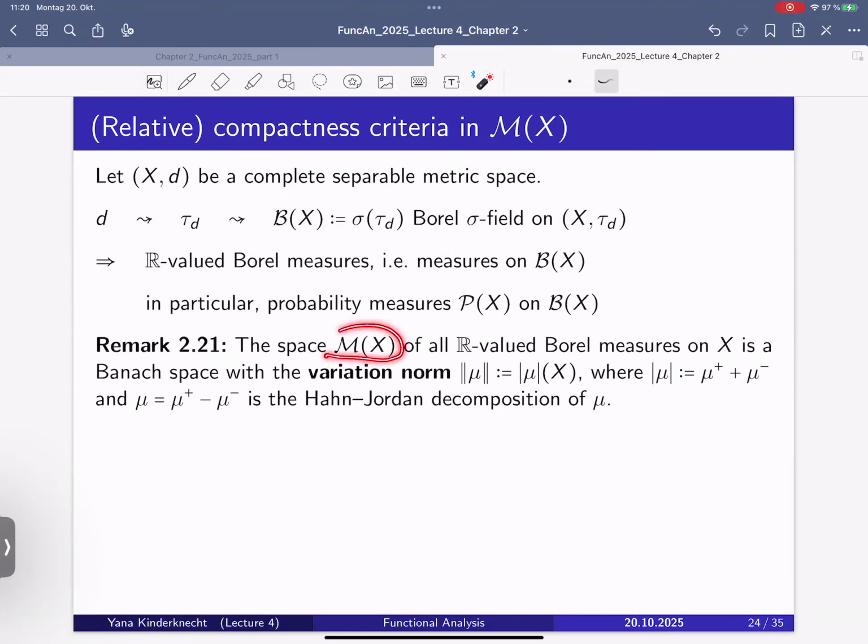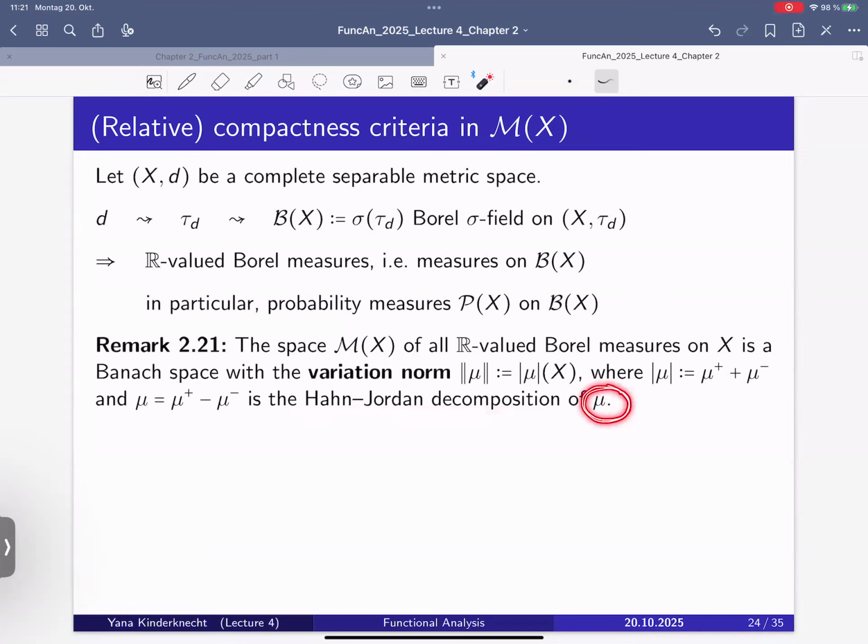Remark: the space of all real valued Borel measures on X, denoted M of X, is actually a Banach space with a particular norm, called the variation norm or total variation norm, defined as follows. If we have a real valued Borel measure on X, we can find its Hahn-Jordan decomposition. Do you know what the Hahn-Jordan decomposition of a signed measure is? Only one person said yes, but you can look on the internet what it means.